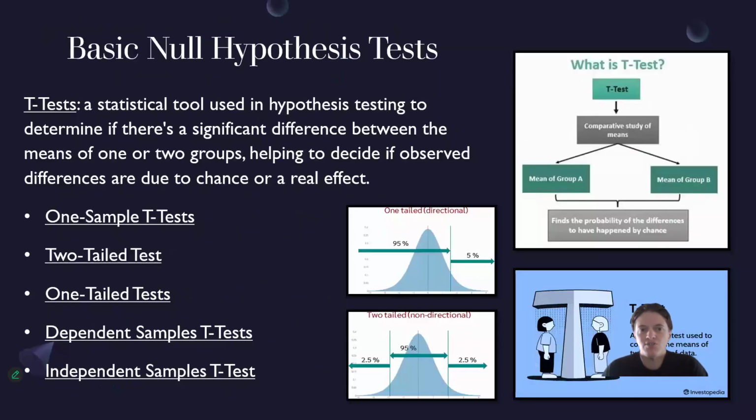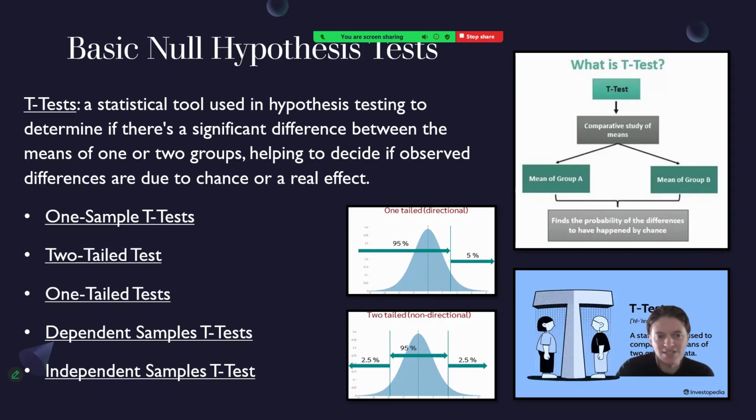There's a lot of different types of null hypothesis tests. I'm not going to go into this a whole lot. You can read a little bit more about it in your readings for this week, but just as a quick review, one very common form of a null hypothesis test is a t-test. It's a statistical tool used in hypothesis testing to determine if there is a significant difference between the means of one or two groups, helping to decide if observed differences are due to chance or a real effect. So with the t-test, we are comparing the mean of group A and group B, finding the probability of the differences to have happened by chance.